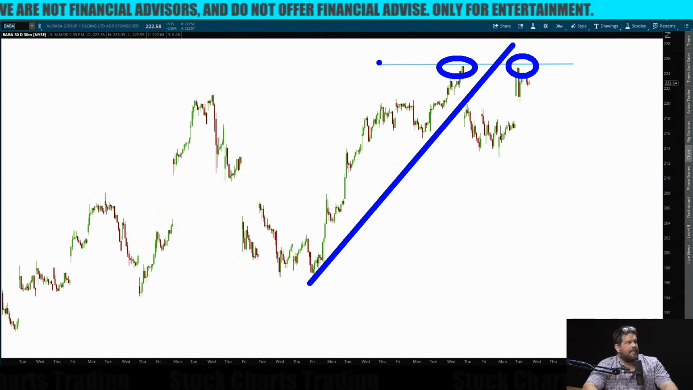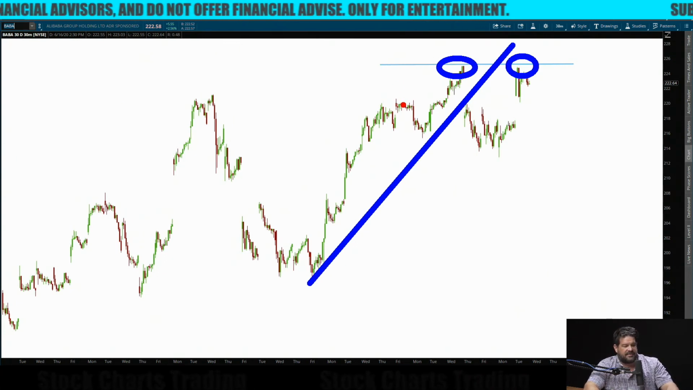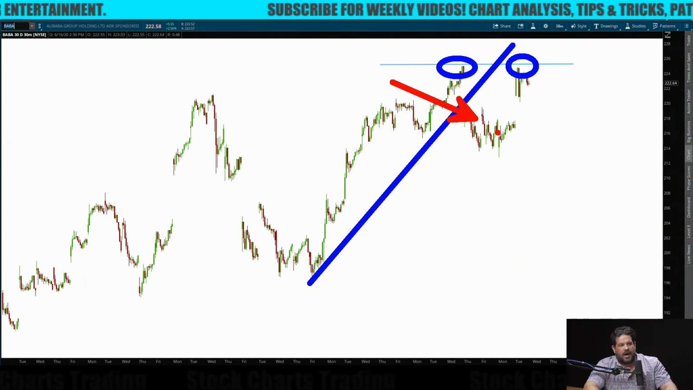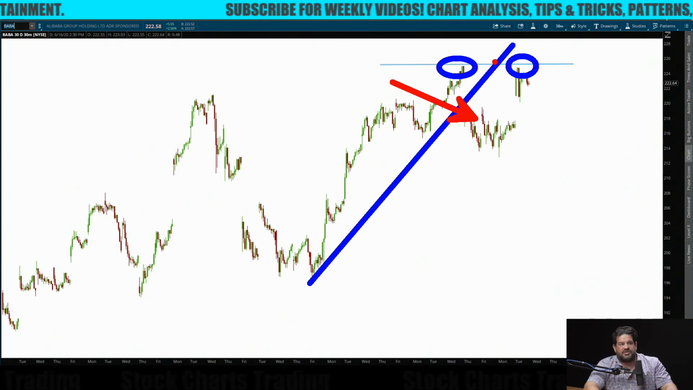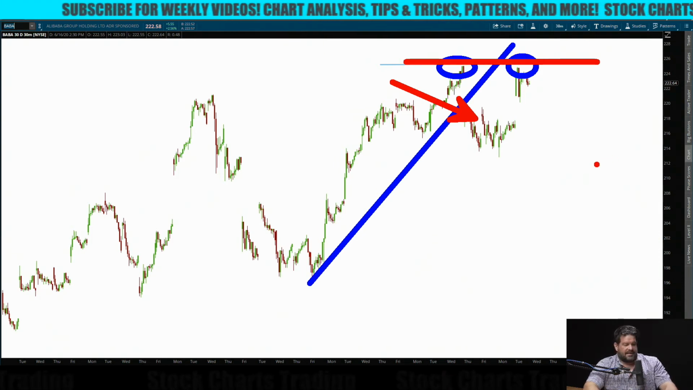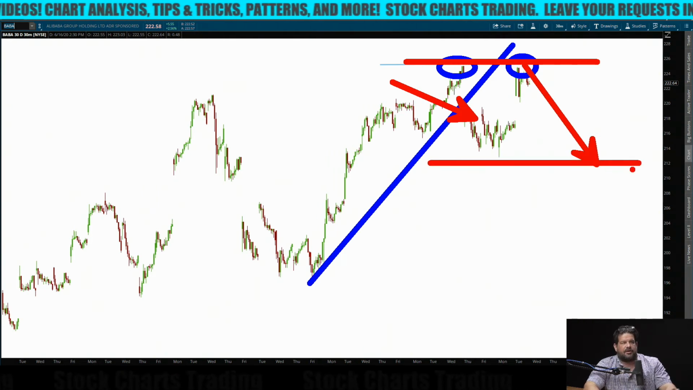All right, here we are on BABA, B-A-B-A. And what do we have? We have this resistance line that's broke right here. So what do we have? We broke the support. So now we're underneath this support, which is new resistance. We also have a resistance level right here. We're making a double top. Where should we go? We should come down into this support level, at least right here, off of this double top.